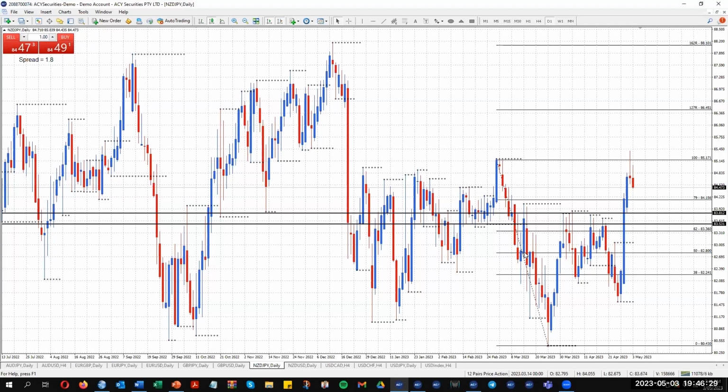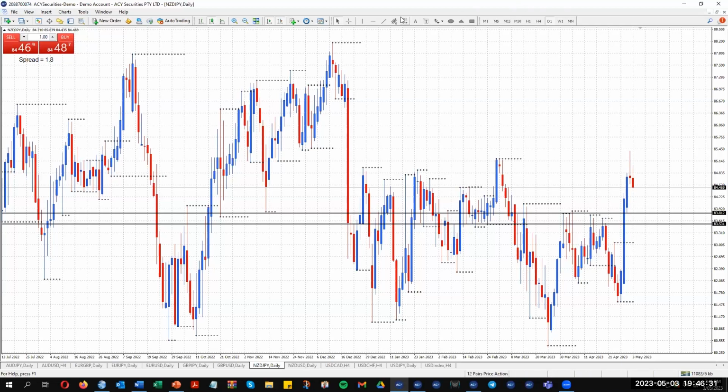Let's just get rid of that larger fib. We've come up, countless rejections in here at this area of resistance here. All right, and then I said during the month, this is your resistance area.